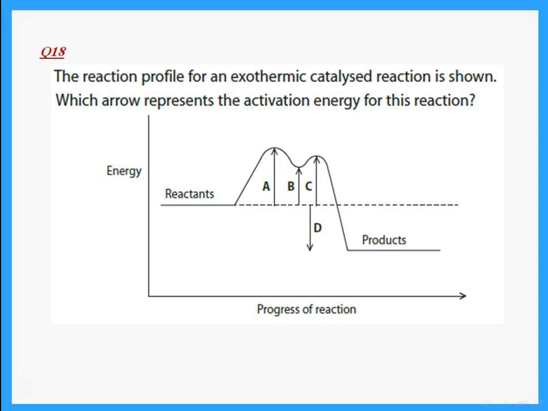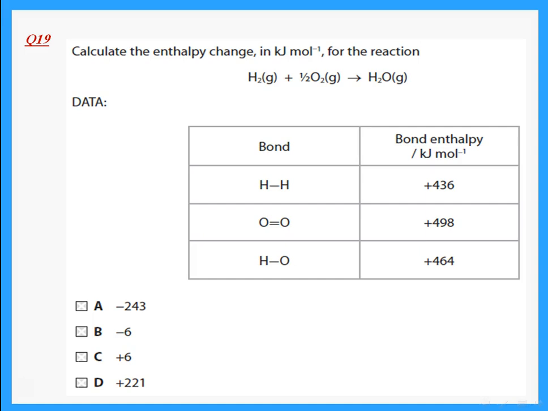This question says the reaction profile for an exothermic catalyzed reaction is shown. Which arrow represents the activation energy for this reaction? Again, if we're looking for activation energy, where do we find it? It is the difference in energy from the reactants to the top. From the reactants to the top. So that is A.